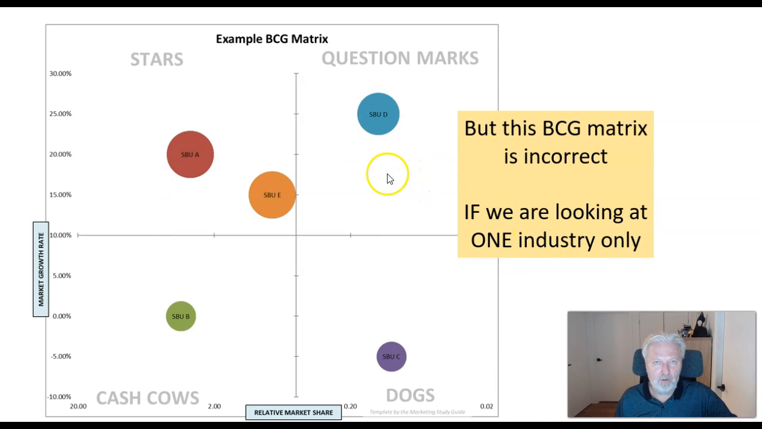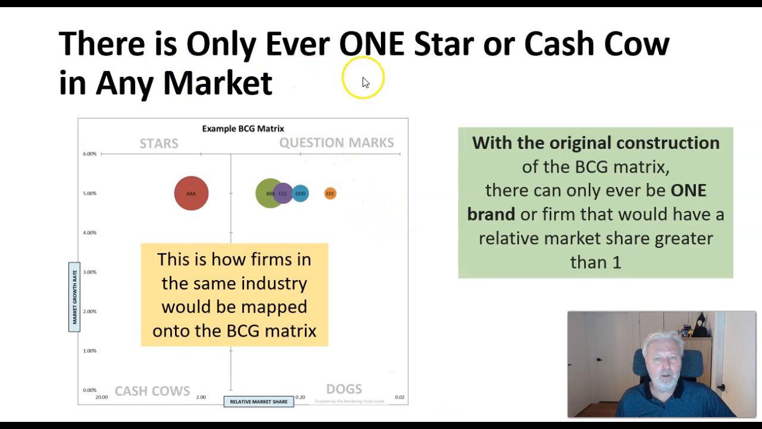We could plot different industries on this thing, but looking at the one industry only. So given that it can only be 1 star or cash cow, if you plotted the same industry, this is how the BCG would look. Here I've got a cash cow and then 4 dogs. There's no stars, there's no question marks because we're looking at the same industry. So let's say it's a mature market with a 5% growth rate. Everybody sits at the same growth rate, and then it's just represented on relative market share. Okay, so this is how they would be mapped. So this is the original construction of the BCG matrix.